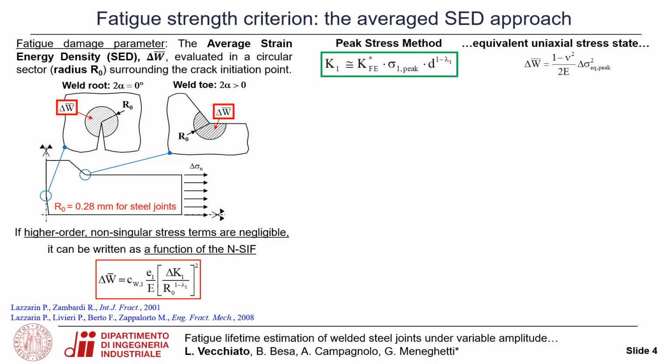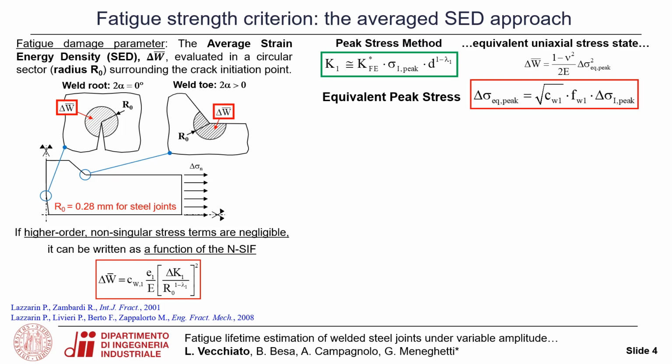Therefore, by adopting the PSM, it can be rewritten as a function of the relevant peak stresses. Moreover, by introducing the strain energy density value of an equivalent uniaxial plane strain state, the equivalent peak stress can be defined by the following expression. In this expression, C_w1 accounts for the mean stress effect, while f_w1 accounts for the stress averaging inside the material structural volume, which has a radius R0.